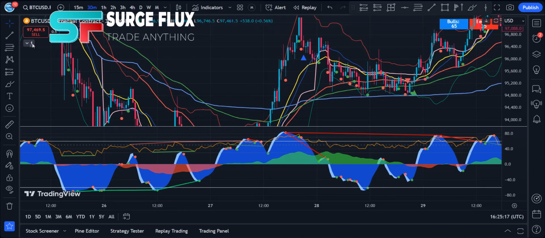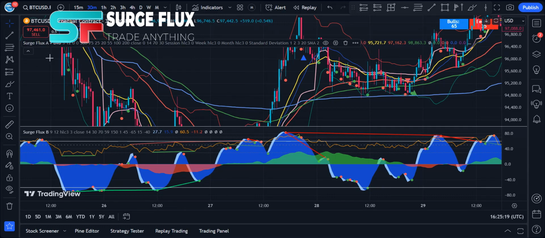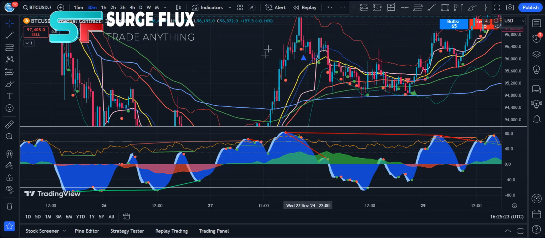And by the way, I'm making this video on a free version of TradingView, which normally allows you to have only 2 indicators. Okay, so I have the Surge Flux A and Surge Flux B. I have all the indicators I need here. I have the EMAs, I have the Bollinger Bands, I have the buy-sell signals, the momentum wave, the RSI, the divergences, and all that jazz.